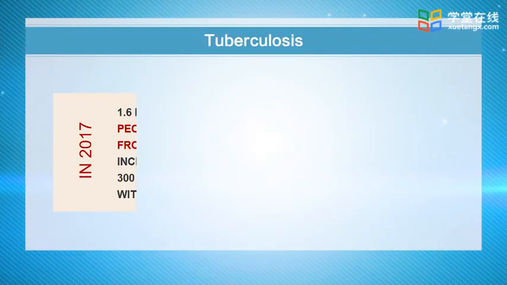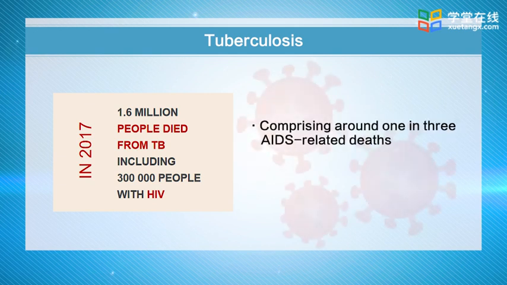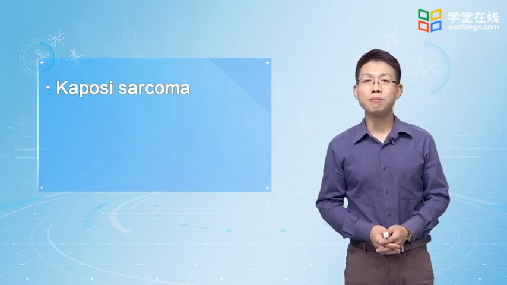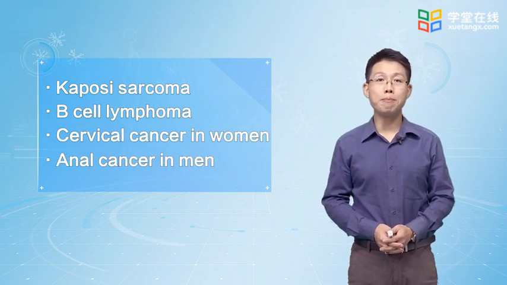For example, tuberculosis remains the leading cause of death among people living with HIV, comprising around 1 in 3 AIDS-related deaths. It's estimated that 44% of people living with HIV and TB are unaware of their co-infection and are therefore not receiving care. Furthermore, patients with AIDS have a high incidence of certain cancers: Kaposi sarcoma, B-cell lymphoma, cervical cancer in women, and anal cancer in men.